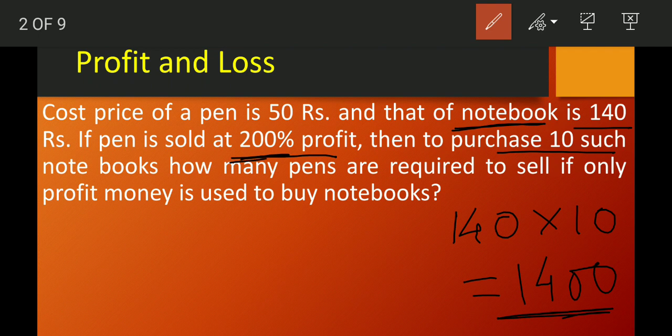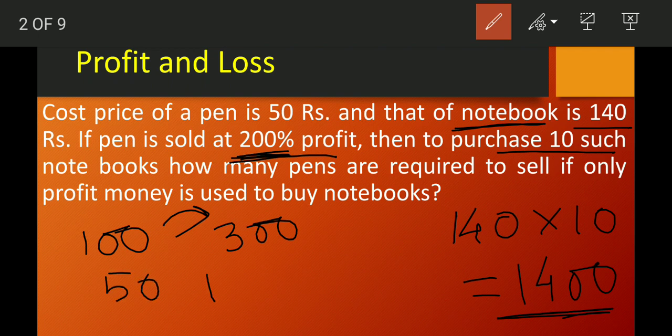So what does this mean? This 200% profit means if the CP is 100, then the SP would be 200 more than this, that is 300. So we can easily see that the SP is thrice the CP. Therefore, in this case, our CP is 50, so our SP would be 150. Therefore, total profit earned is 100 rupees.